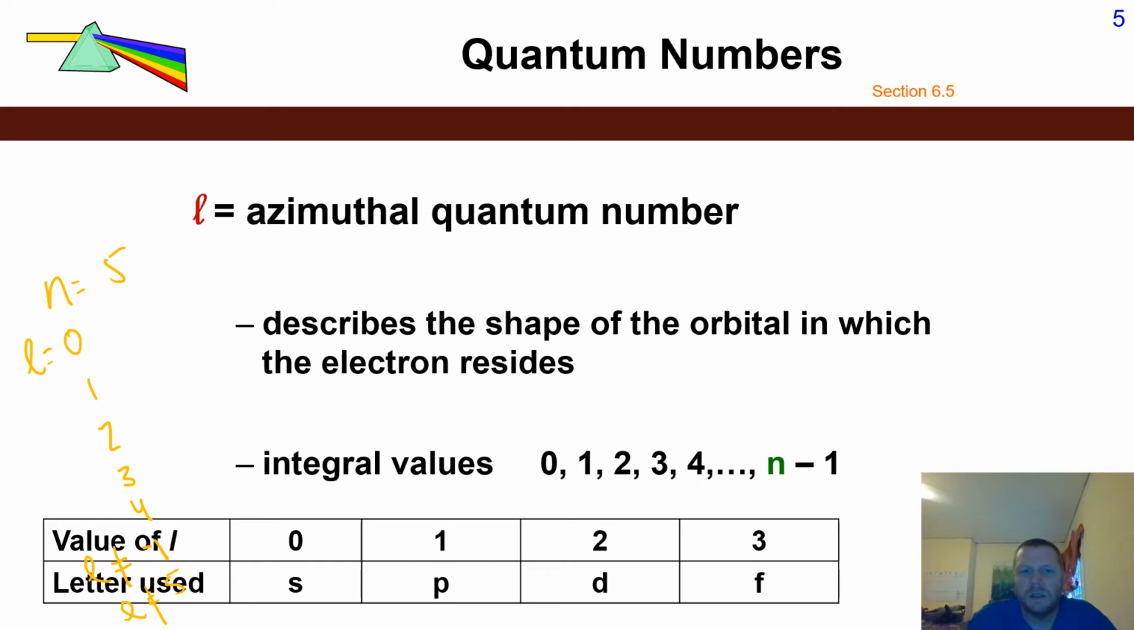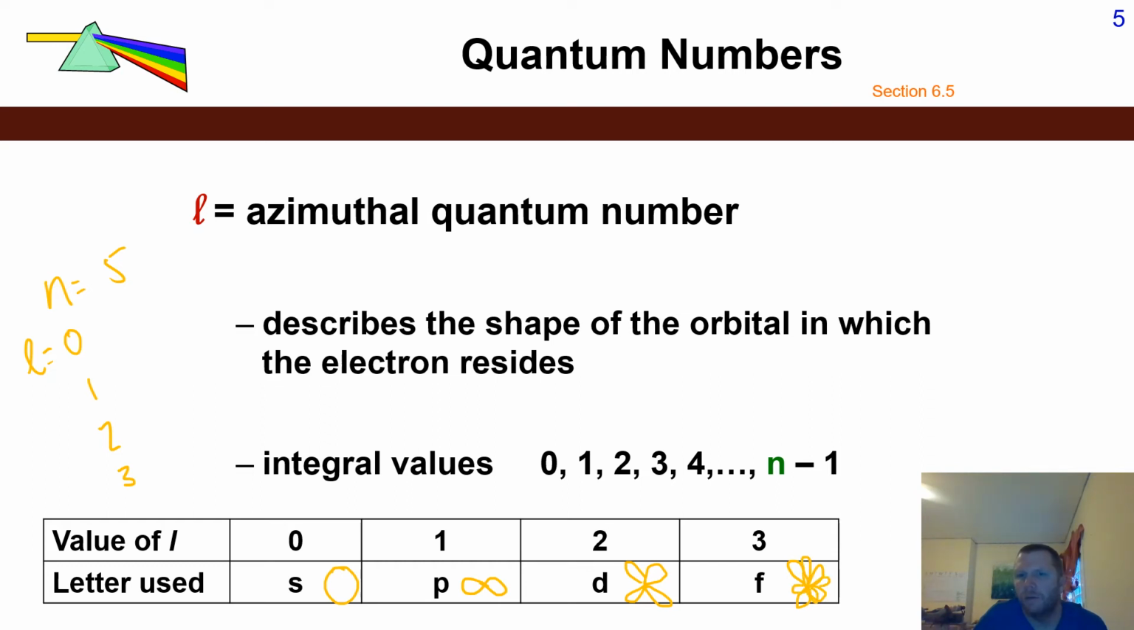Now, what these different L values mean is they correspond to a letter that corresponds to a shape of an orbital. So if your L value is 0, the letter that corresponds to is S. If your L value is 1, that corresponds to the letter P, 2 is D, 3 is F. Now the shapes here: S is a sphere, P is a dumbbell, D is a double dumbbell, and F is a much more complicated dumbbell series that has multiple dimensions to it.